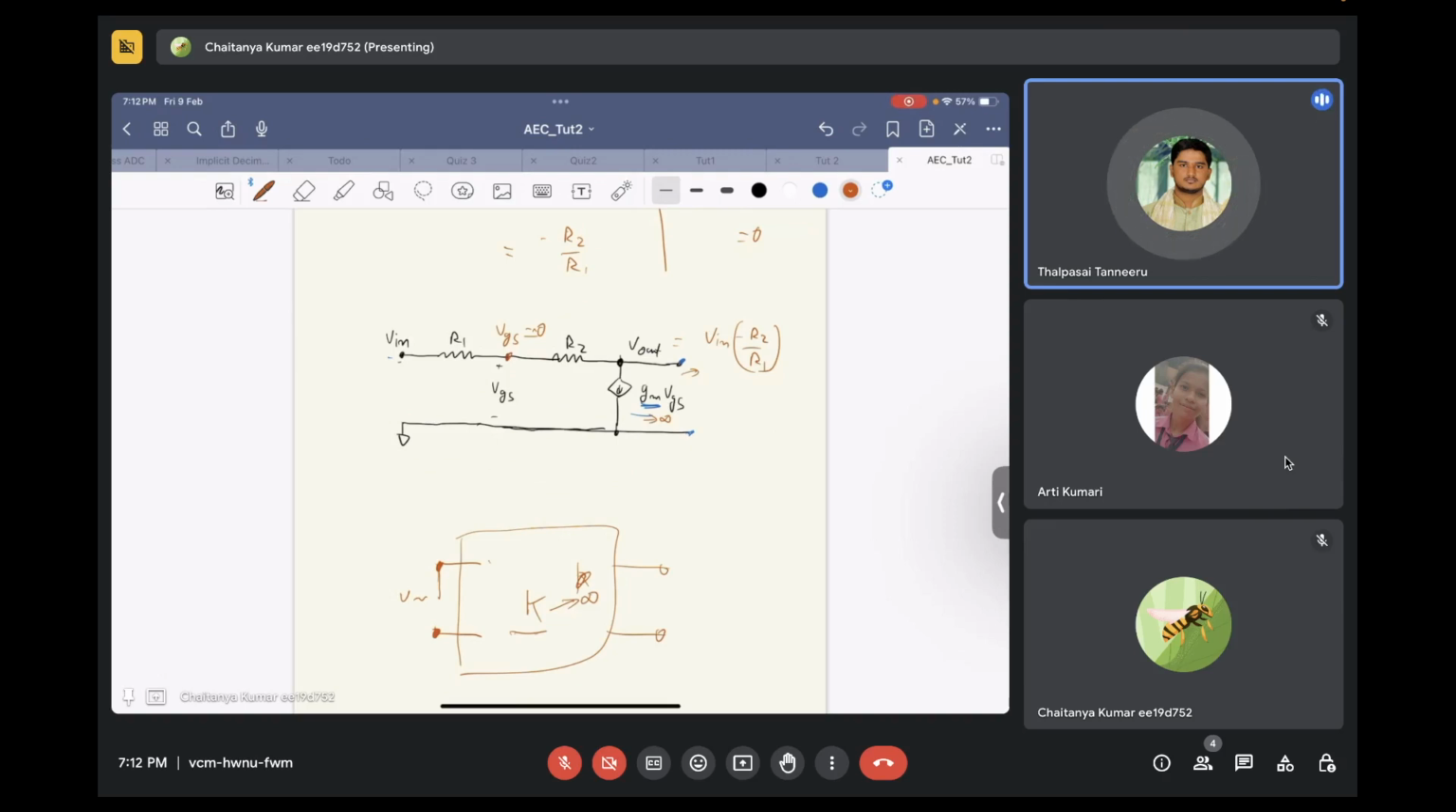Yes, sir. It should be the multiplication of the gain, no, sir. Vout is equal to the input times the gain, and what is the gain? It should be infinity only, sir. Infinity, yeah, of everything.